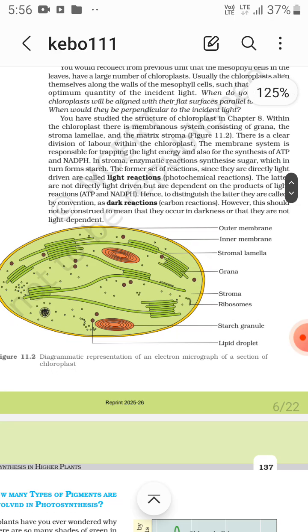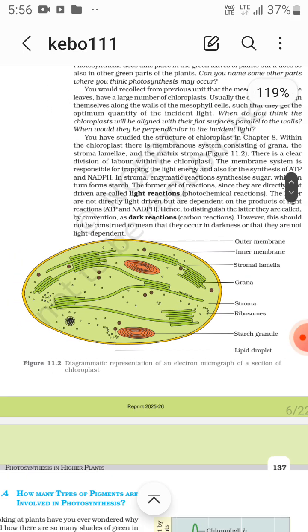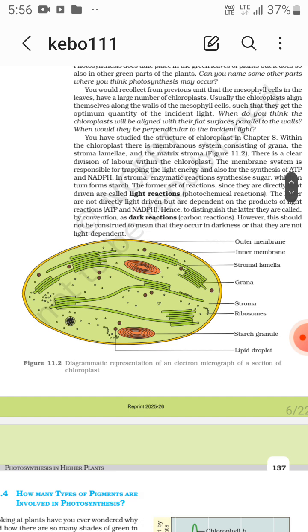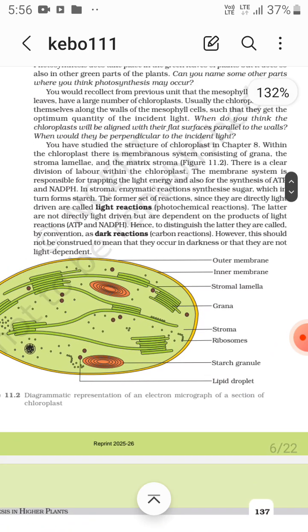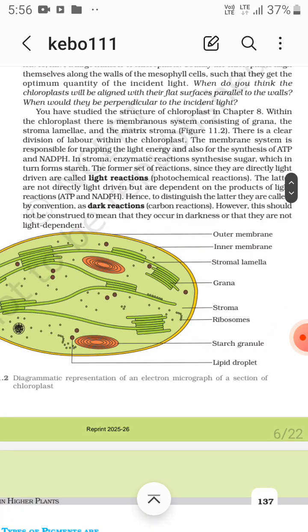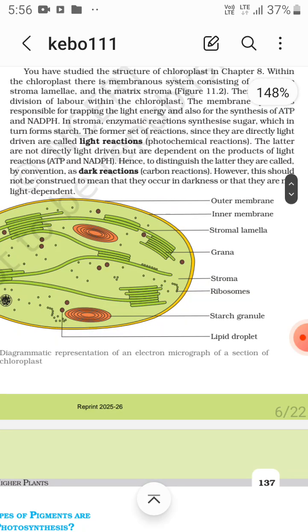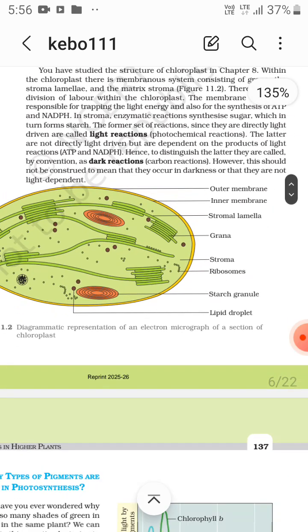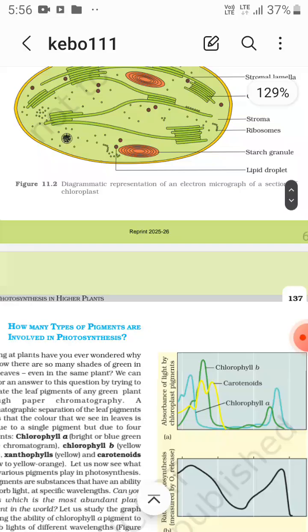So this is the chloroplast, and it has an outer membrane, then there is an inner membrane, then there is a stroma lamella, then there is a grana, and then there is a stroma, then there are ribosomes, then there are starch granules, then there are lipid droplets.